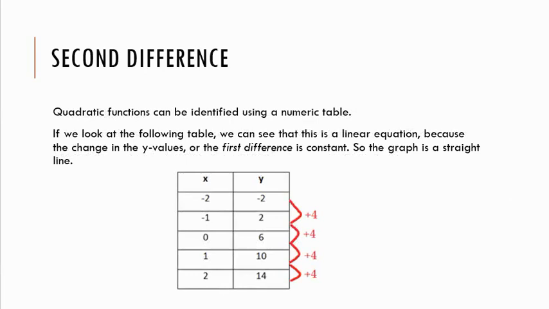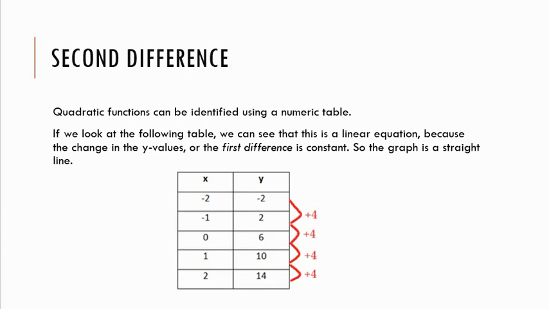Okay, so quadratic functions can be identified using a numeric table or a table of values. If we think back to linear equations, what made them linear or straight was the fact that they had a constant rate of change. So if we had a constant interval between our x's and we found that y also had a constant interval, then we knew that there was a constant change in slope, or the ratio of the change in y over the change in x.